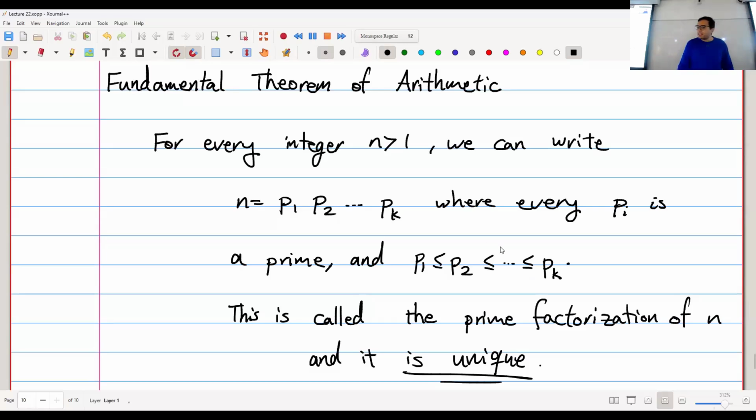So we have to prove two things. We have to prove existence: that if I give you any number n, you can do this. And then we have to prove uniqueness. How do you prove existence?